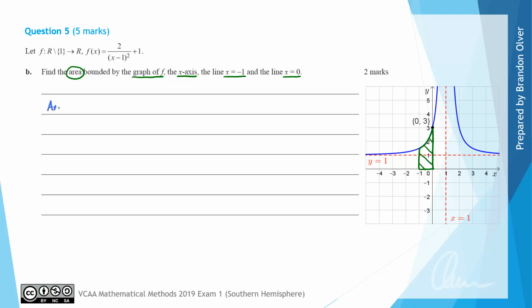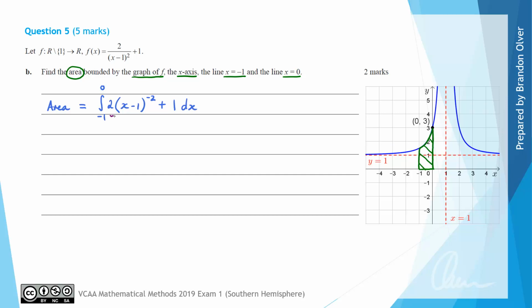That area can be found using a definite integral, and the integral that we'll want to set up is the integral from -1, the lower bound for x, up until 0, for the rule f of x. I'm going to slightly change this just so that we can apply our rules for anti-differentiation. So I'm going to write this as 2 times x subtract 1 to the power of -2, and that's the same as 2 divided by x minus 1 all squared. And then we still have a plus 1 that we can't forget about there, and we're going to integrate all of that with respect to x.